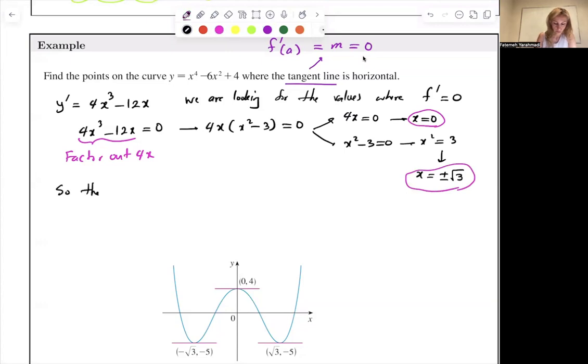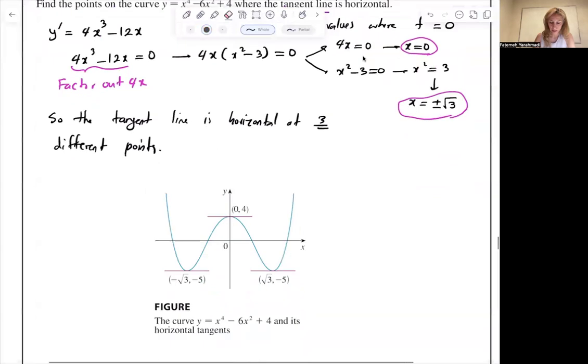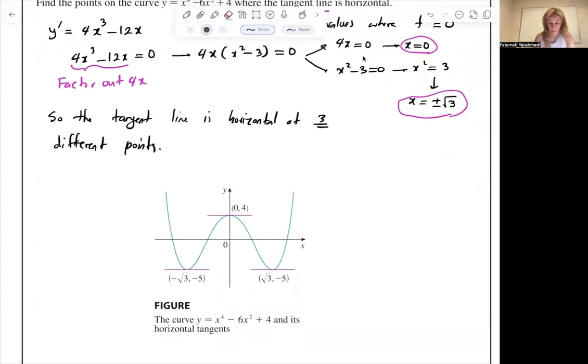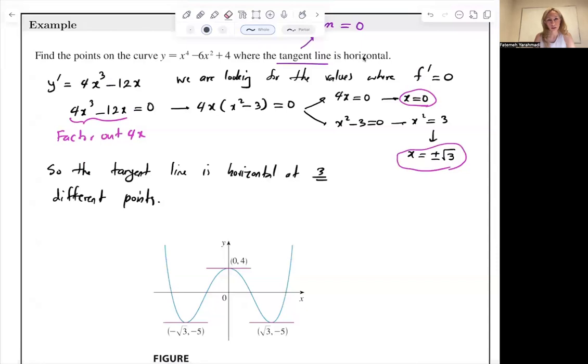So the tangent line is horizontal at 3 different points. Well, to find the y values, we can plug these back into the function and find the y values. For example, when x is equal to 0, your y becomes 4. When x is equal to square root of 3, your y is negative 5. When x is equal to negative square root of 3, your y is negative 5. So we found the points where the tangent is horizontal.